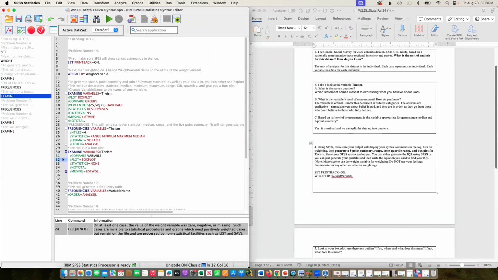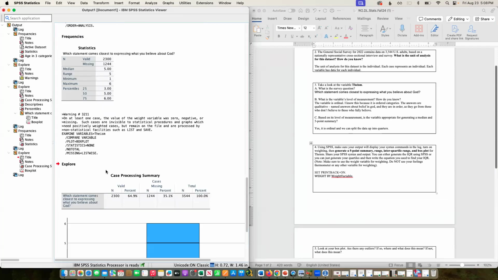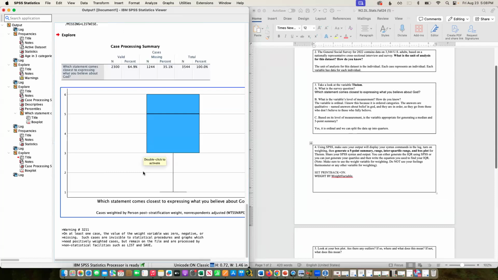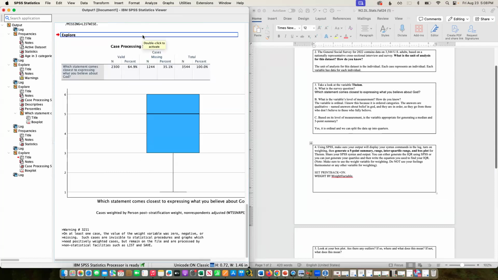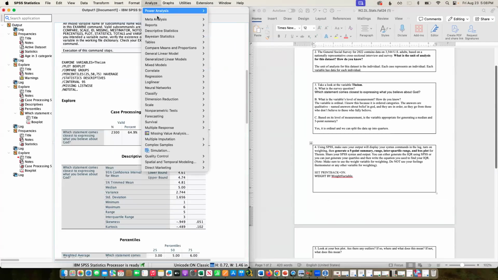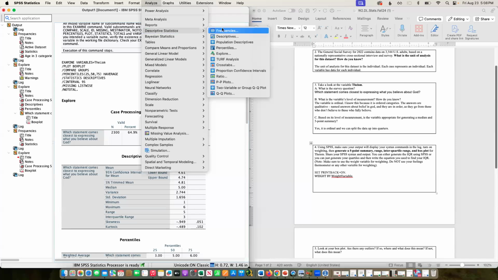So you could run this one, you could run these two, you could run all of them, it doesn't really matter. So here's my box plot. The other option is to use drop-down menus. So for drop-down menus, there's a little bit more we have to do here.